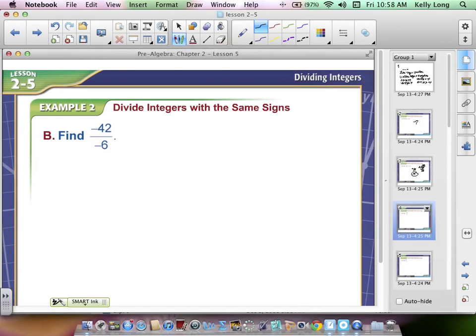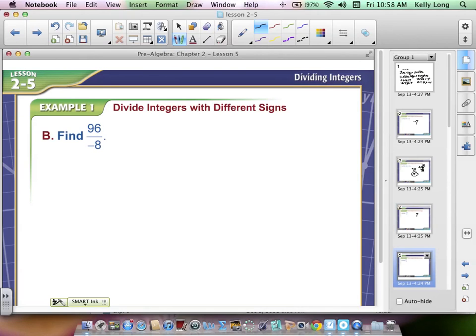All right, here's another one. Negative 42 over negative 6. Now, what have we said all along? That fraction bar really just means what? Division. It's just like a division sign, that fraction bar. So again, do I have like signs or unlike signs? Like signs, so my answer is going to be positive. And what's 42 divided by 6? It is going to be 7. Okay, getting the hang of it, just the same rules for addition.